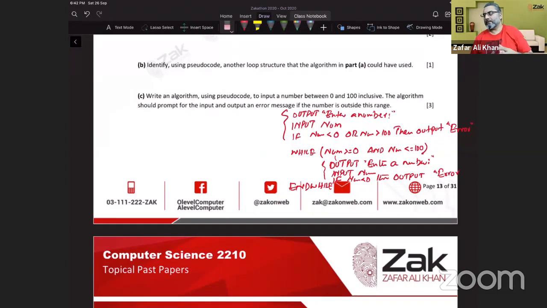ठीक है, तो कहने का मकसद ये है कि if we use repeat in this case, that will not just be the alternative, that repeat will give us a chance to reduce the size of the code as well. Okay, let's see if there are any other questions.